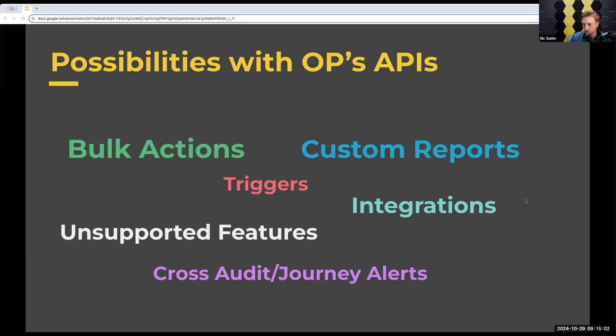Cross audit, cross journey alerts. Based off of alerts, we can pull data across different audits and across different journeys. There's a lot to do here. And again, populate the chat with any ideas that this sparks. And CSMs who are on the call, take note of that, because we want to make sure that this is a topic that we discuss in depth going forward.